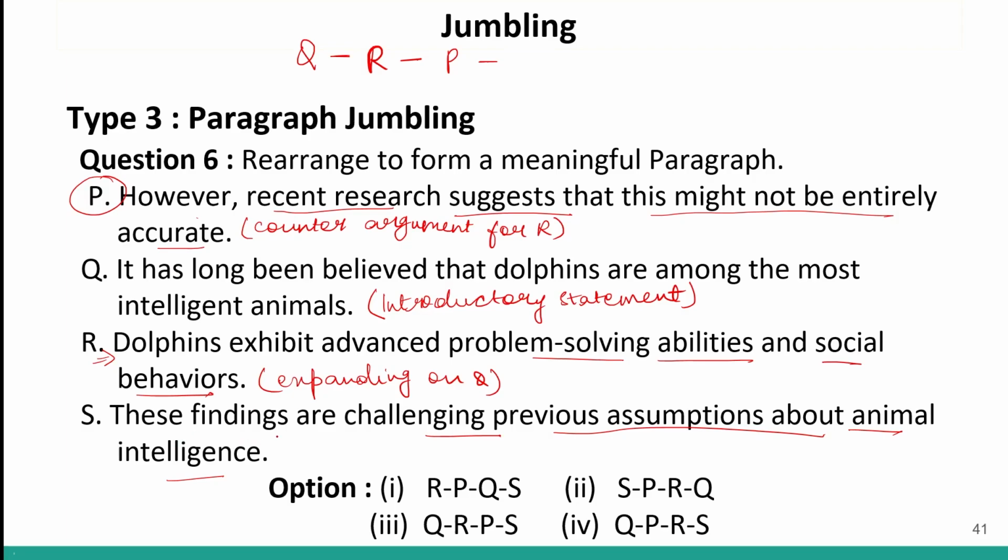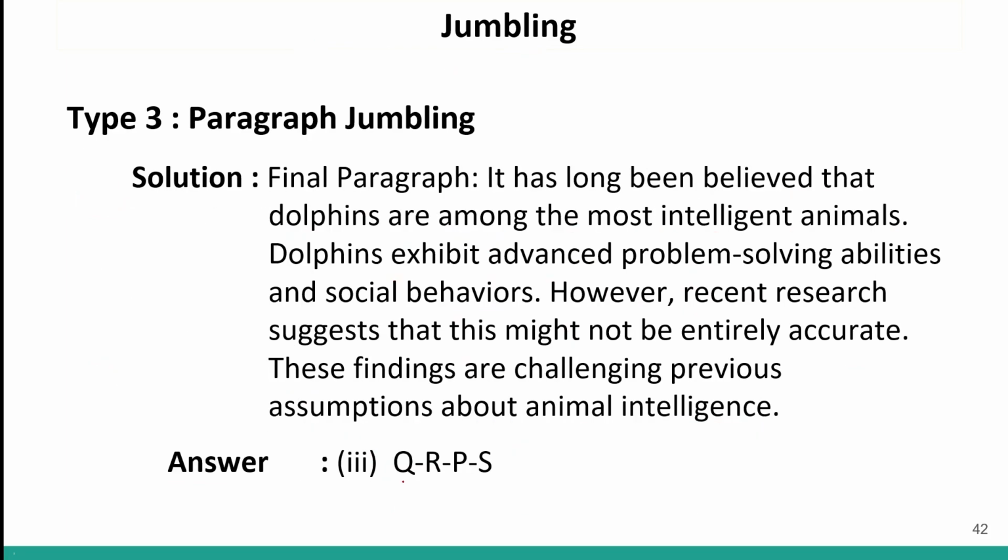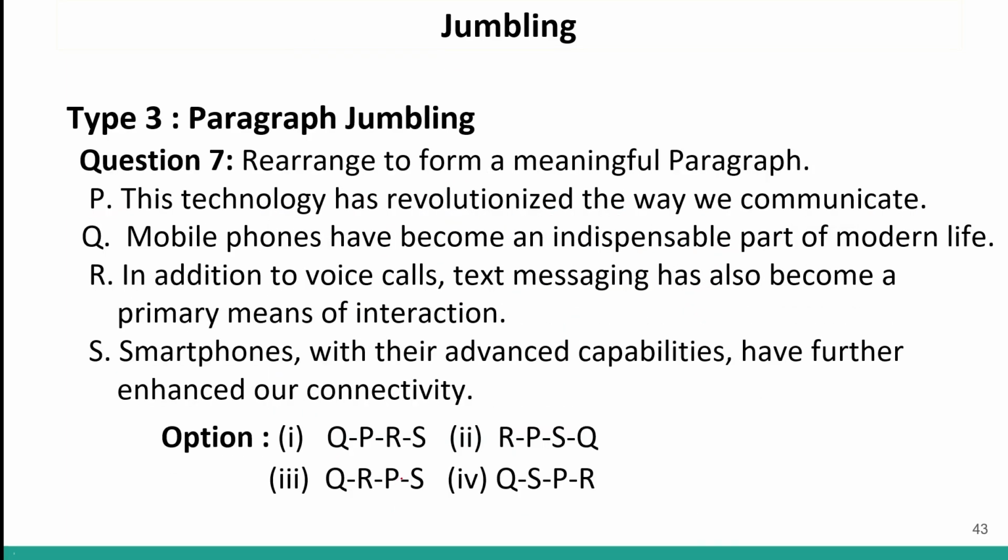And through S, we are expanding on statement P. In P, we are saying that there is certain research that says statement R might not be true, and in S, we are saying that these findings are challenging previous assumptions about animal intelligence. So S will be the next statement. So my correct order will be QRPS, which is option number 3. So option number 3 will be the correct answer.